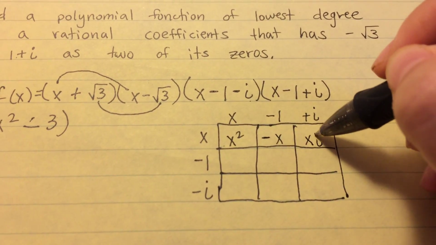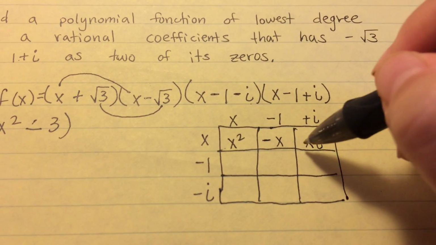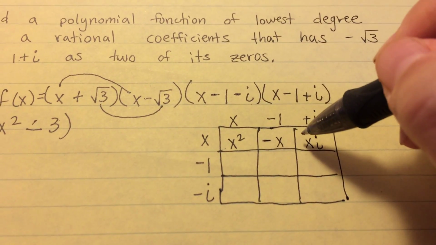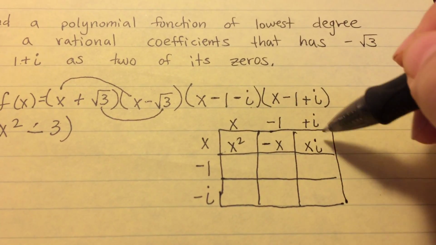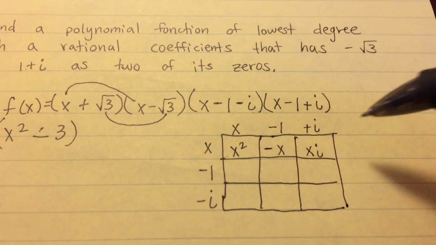I like to put the imaginary in the back. It's not wrong if you put the i in the front, but I think normally we put the numbers first, the coefficient, then the variable, and then the imaginary part in the back. So that's why I like to put it in the back.